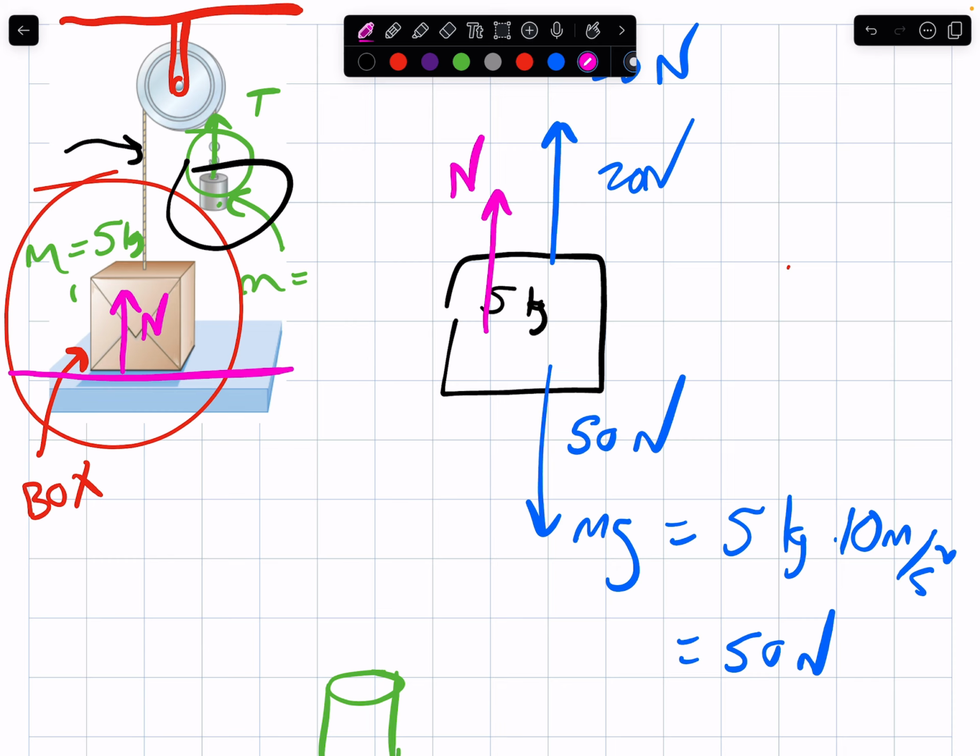Well, since the system is in equilibrium, since it's not accelerating, the total upward forces have to equal the total downward forces. Well, the total downward force is 50 newtons. So there's got to be 50 newtons acting up on this thing. Well, there's 20 newtons, so what does that make N? Yeah, it's got to be 30 newtons.